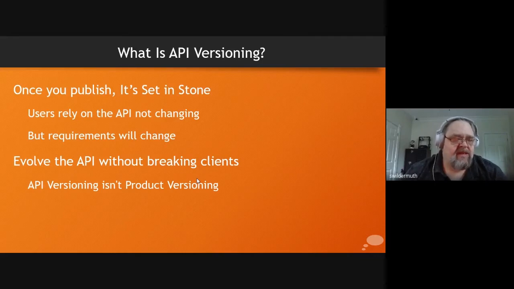Now, this doesn't mean that every time you release a version of your product that you should be making a new API version. It's really only when the requirements of the API change that you should worry about changing your API versioning. I don't suggest you necessarily tie those together.